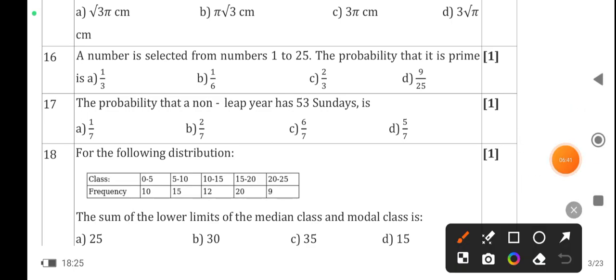When you're talking about probability, there is 53 Sundays, 52 Sundays. For this, we have done a separate video. Leap year, non-leap year, probability of same birthday, probability of different birthday, all are a nice set of questions.